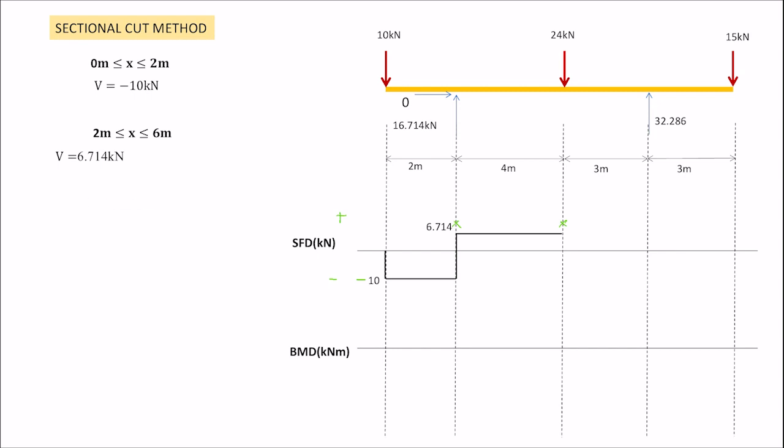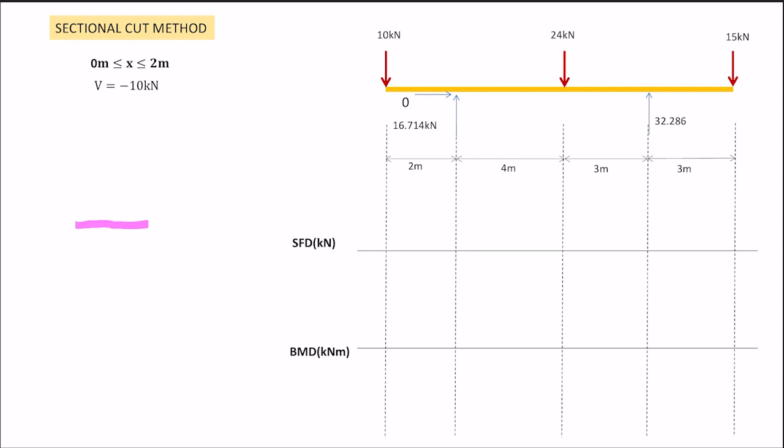For the next boundary, X must be bigger or equal to 6 meter and X less or equal to 9 meter. The value of V is 17.286. Sorry, I made a typo here. It is negative 17.286. Let's check again. There is a small mistake in the back.